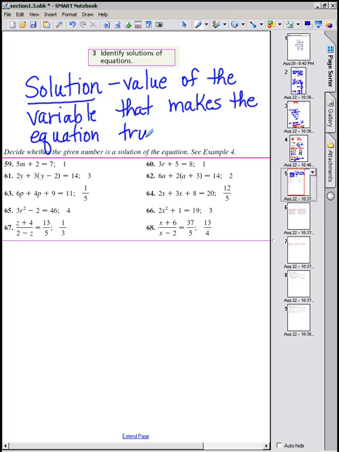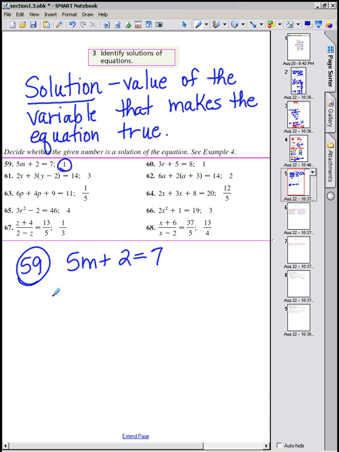Or some books will say the value of the variable that satisfies the equation. Make it true means the left side is equal to the right side. So in number 59, all I need to do is determine in this equation 5m plus 2 equals 7, is the value 1 a solution? In other words, is 1 the value of m that makes this equation true?